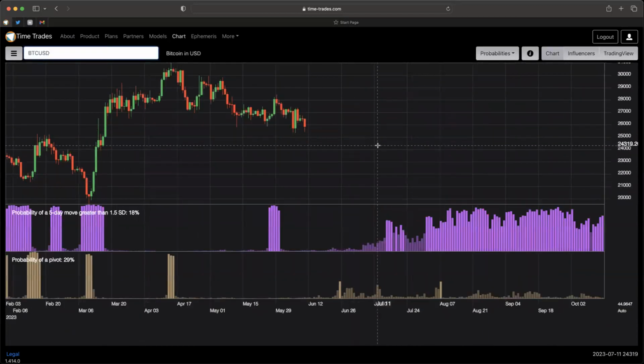Let's take a look at Bitcoin here and see what this is telling us. Okay, so here we are on Bitcoin. We've got the non-directional forecast up, and it's telling us there's a pivot low on June 25th. And I like this a lot better because it is aligning with stocks.